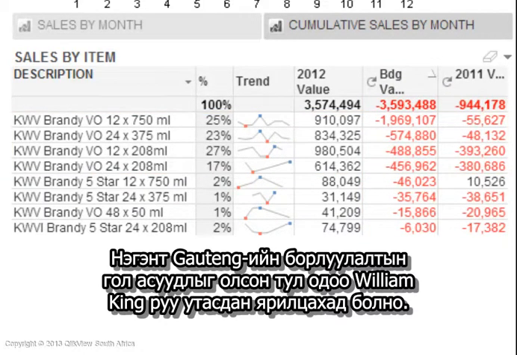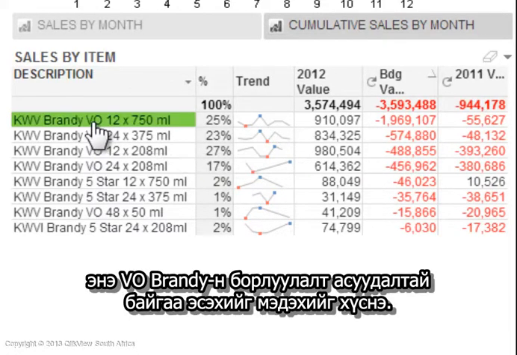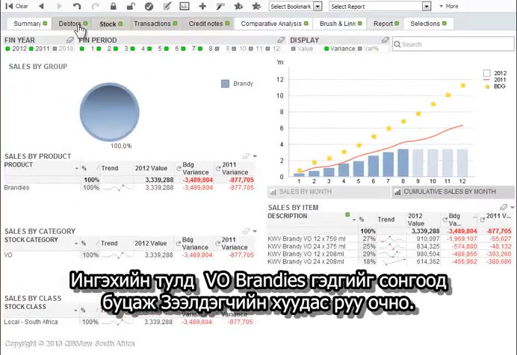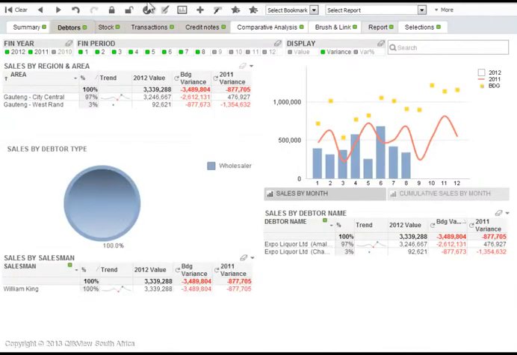As you can see, I have been able to isolate the main cause of my problem in Gauteng, and I can now call William King to discuss this. But of course, I will also want to know if I have similar problems with the VO brandy in other regions as well. To follow the course of discovery, I select the VO brandies and I move back to the data sheet to see what I can find.